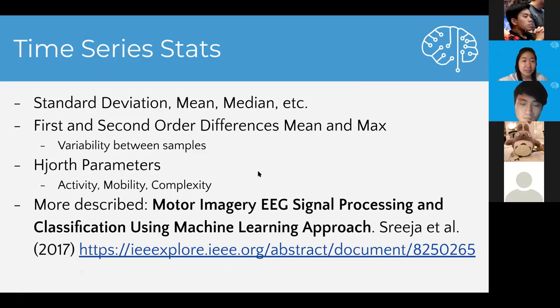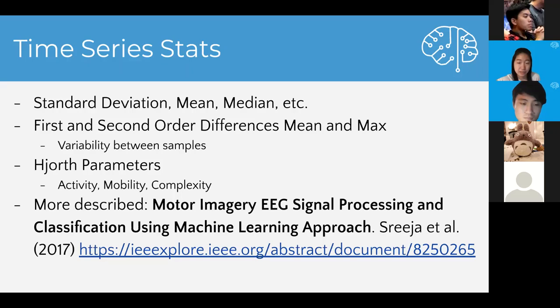Okay. And then the next thing we have is time series statistics. These are a lot of things that you're already familiar with. You can apply standard deviation, mean, median, etc. on your EEG signal, on your PSDs, and on the future things that we'll talk about as well with the instantaneous measures. So don't forget about all these statistics. Be creative. Think about how you can extract information about the EEG signals with these metrics as well.